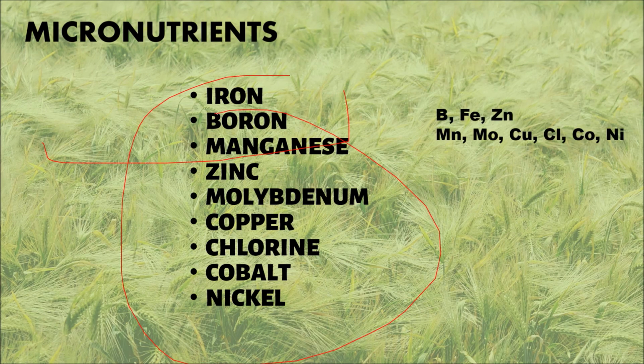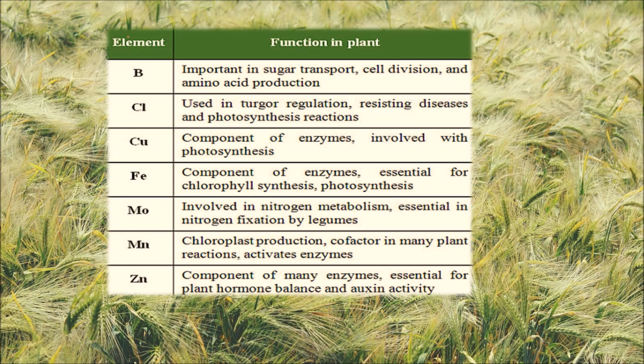Discussed in the previous slide. These are the numbers or the element symbols which we are usually referring to, talking about the function that they have and the assistance that they provide. Boron is important for sugar transport, cell division, and amino acid production. Chlorine is good for the photosynthesis reaction and thermoregulation.